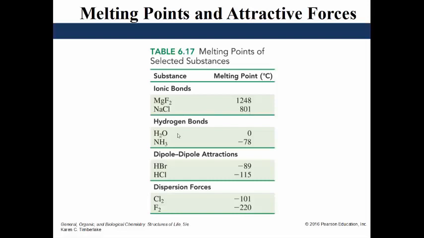A compound has a hydrogen bond like water. Melting point is 0 Celsius. And NH3, negative 78 Celsius. So we're getting a lower and lower melting point. Compounds that have a dipole-dipole attraction: hydrogen bromide, negative 89 degrees Celsius. Hydrogen chloride, negative 115 Celsius. And some examples where the attractive force is only a dispersion force: chlorine, Cl2, negative 101. And fluorine, just F2, negative 220 degrees Celsius.